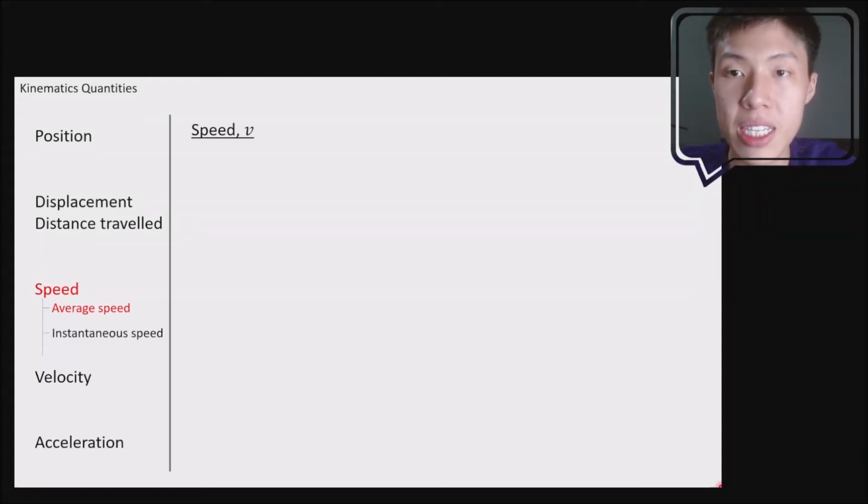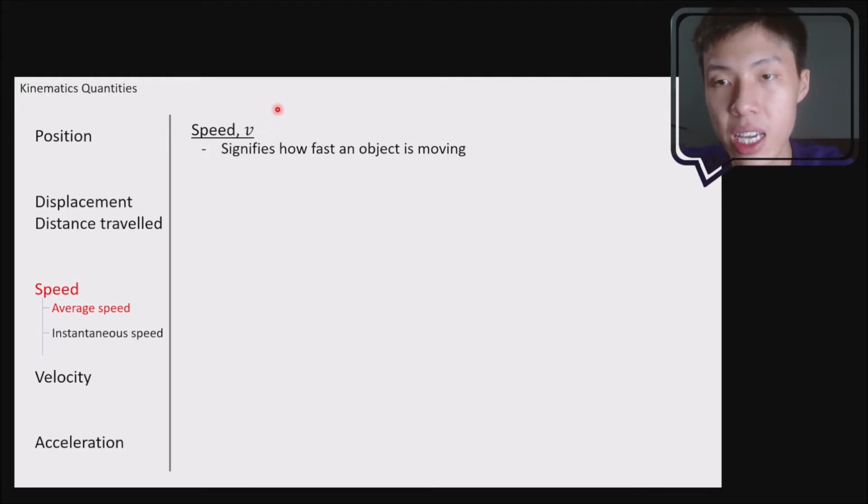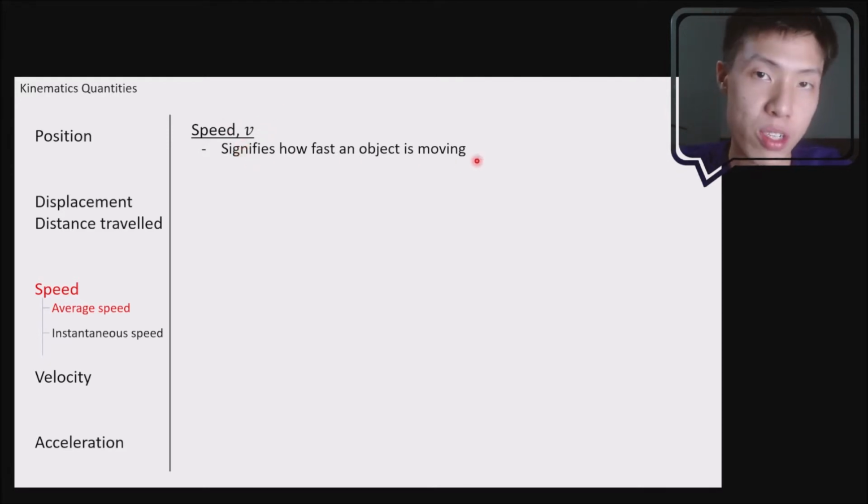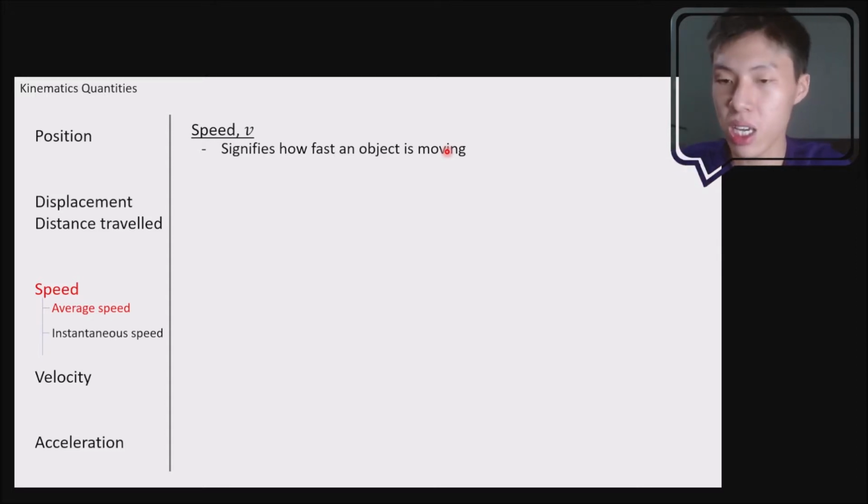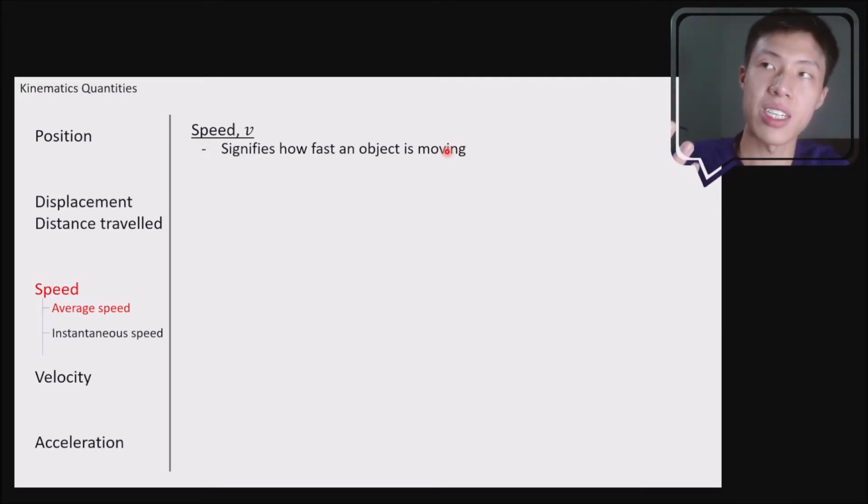Let's talk about speed. Speed here is represented by the symbol v. And since there's no right arrow on top, speed is a scalar quantity, so there will be no direction involved in this physical quantity. Speed signifies how fast an object is moving. If it covers a lot of distance within a short amount of time, we say that the object is moving with a high speed. If it covers a little distance within a longer amount of time, we say this object is traveling at a lower speed.